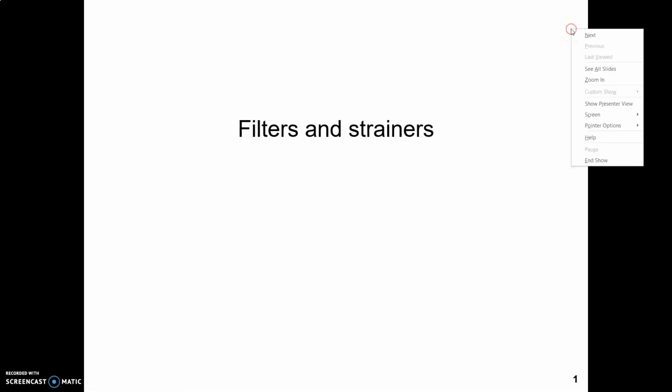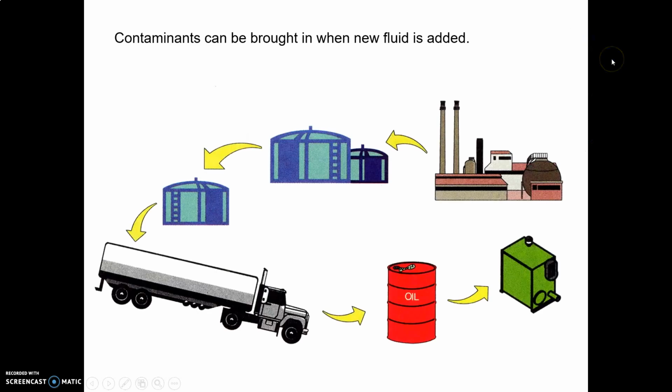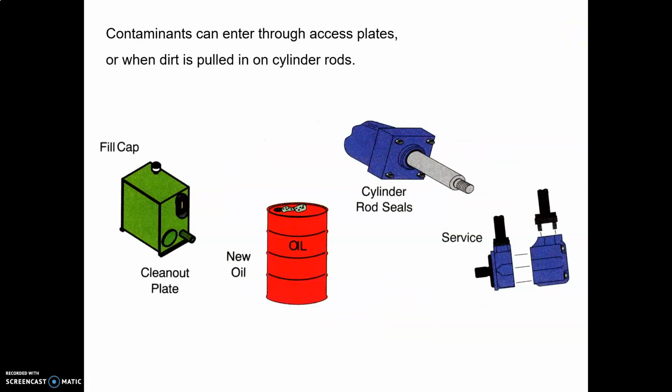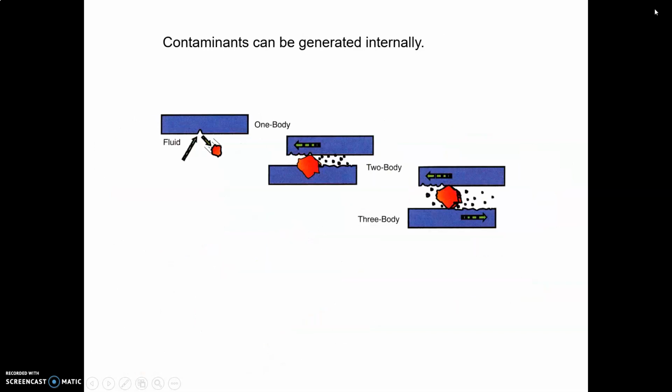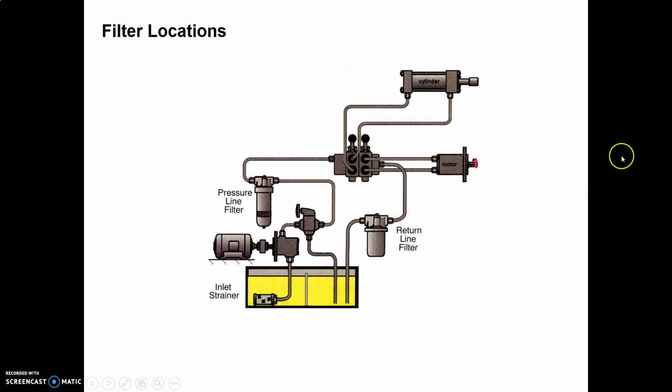A hydraulic system will have a number of filters and strainers and things to keep the oil clean. And you need all of those because there are a lot of sources of contaminants. When the oil comes in, it gets pulled in through the components of the system. It can be accidentally built in when the parts are made, and it can be generated as the cylinders and motors are running and little metal particles get knocked loose. So we have to have a number of filters and strainers.